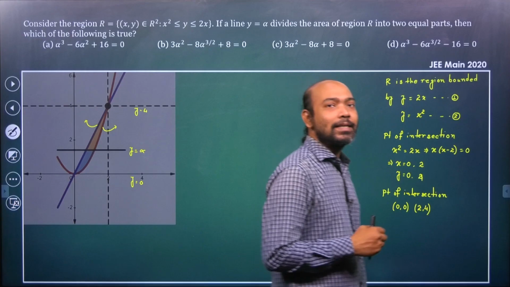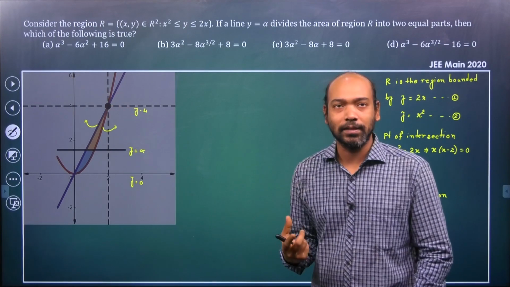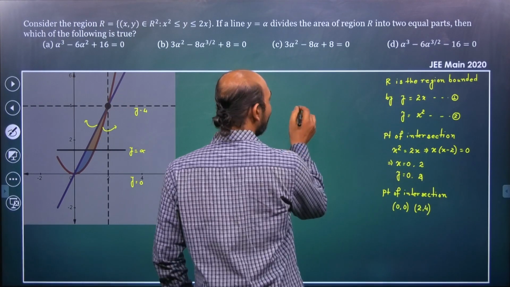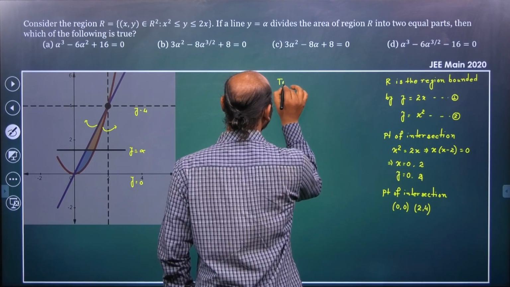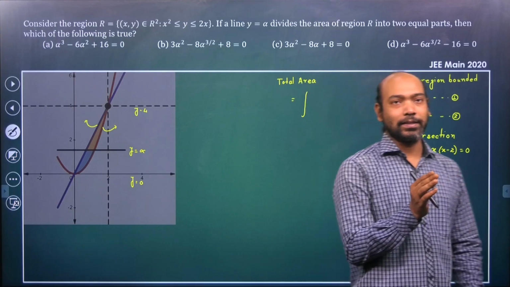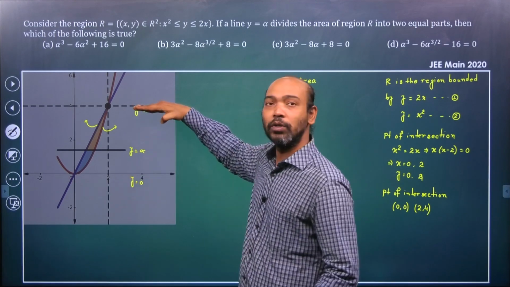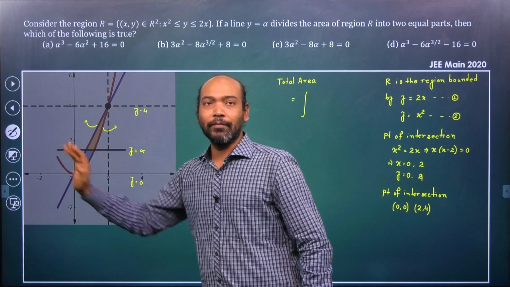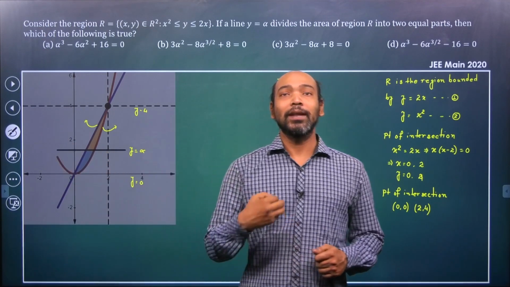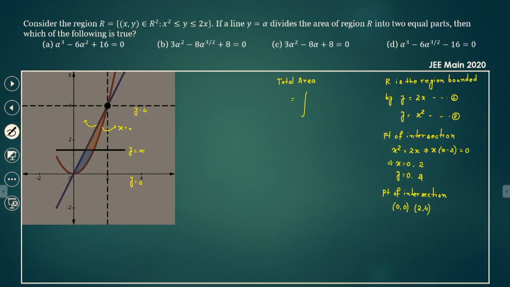Now it says that y equal to alpha divides the region, so first we need to calculate the total area. The total area is equal to an integration. We can find it in two ways, but as it is divided by y equal to alpha, it is bounded by y equal to 0, y equal to 4 and a right curve and a left curve. So what is the right curve? We need to write x as a function of y. So x is equal to square root of y, and the other curve is x is equal to y by 2.